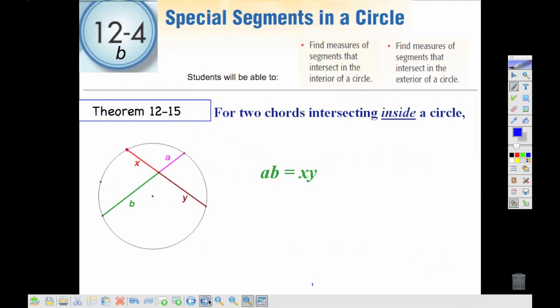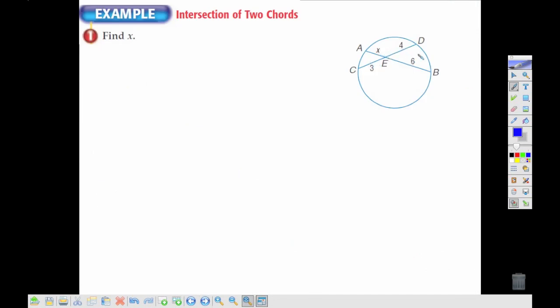Coming back to the chord theorem, the problem might look like this. We simply have the parts here. If I'm looking for x, I know that x is going with 6, so I can say 6x equals, and then 3 and 4 are on the same line, so 3 times 4. So my 6x is equal to 12. Dividing by 6, x has to be 2.